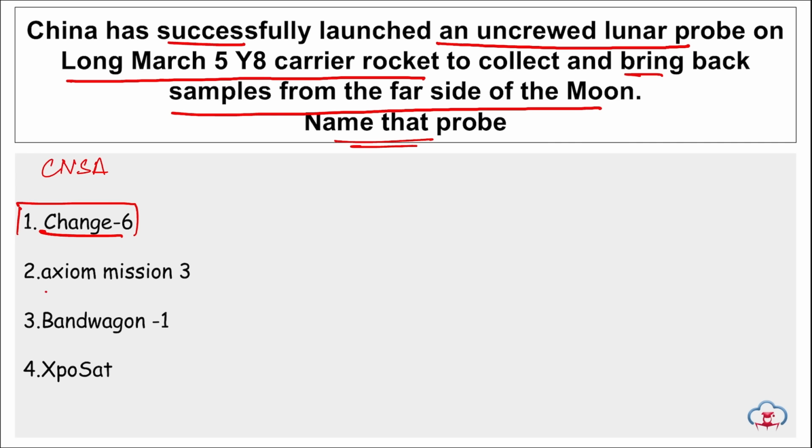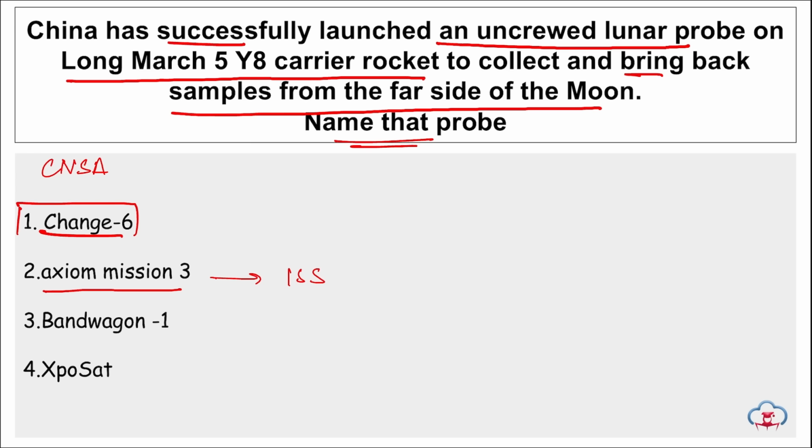If we talk about this Chang'e 6 mission, the entire duration is expected to be around 53 days. And it carries payloads that were developed in collaboration with other countries such as France, Italy, the European Space Agency, etc. Then if we talk about Axiom Mission 3, remember, a SpaceX Falcon 9 rocket launched this Axiom Mission 3 to the International Space Station.